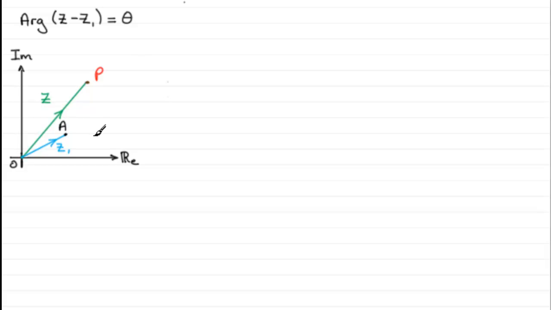So that's A. If I was to consider A to P and think of this as a vector, then A to P would be minus z1 plus z, or in other words, z minus z1. So this represents the complex number z minus z1. And when we talk about the arg of z minus z1 equaling theta, then what we're saying is that if we were to draw a horizontal line across here from A, then this angle in here would be theta.